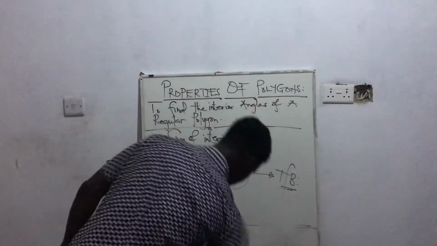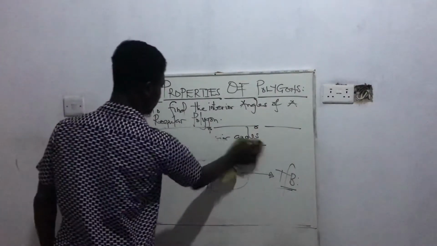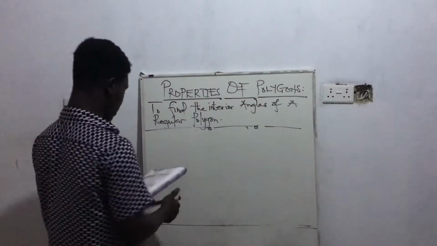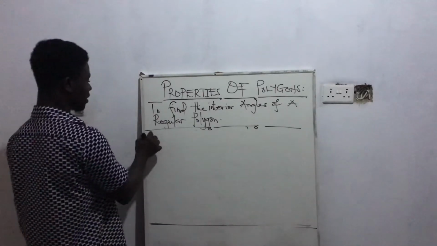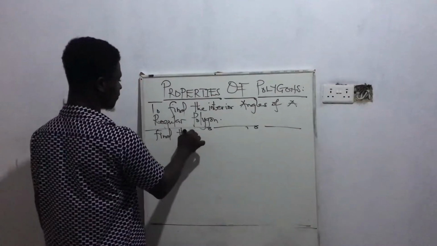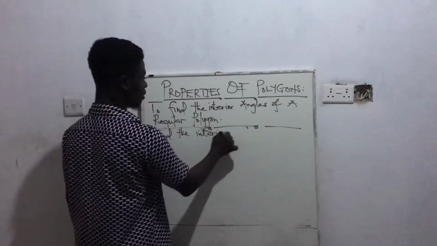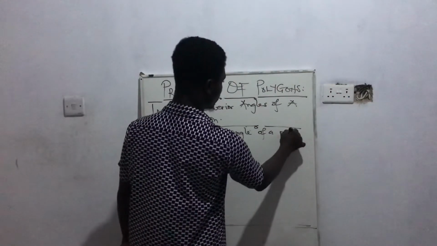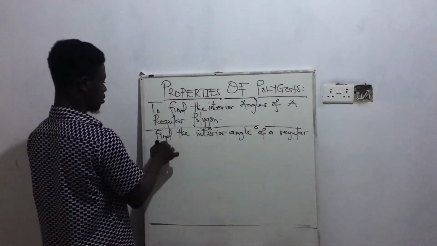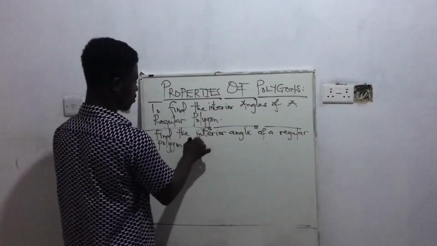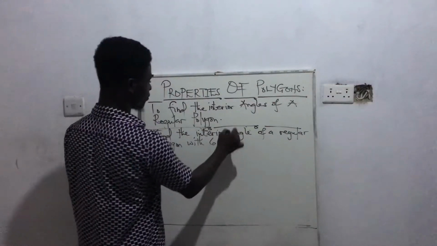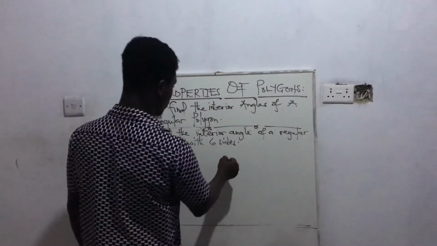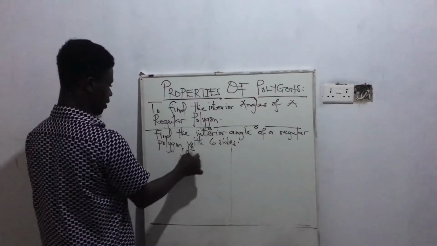So let's proceed by solving more examples. Find the interior angle of a regular polygon with 6 sides. How would you solve this? How best can we solve this question?